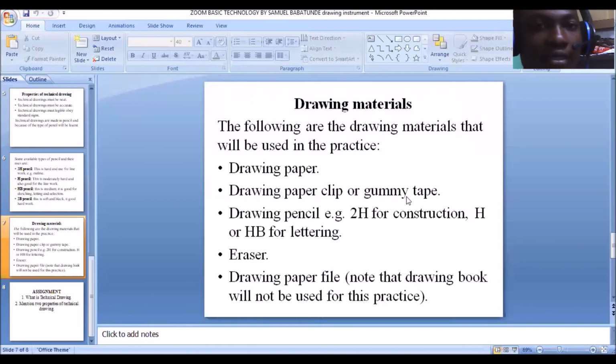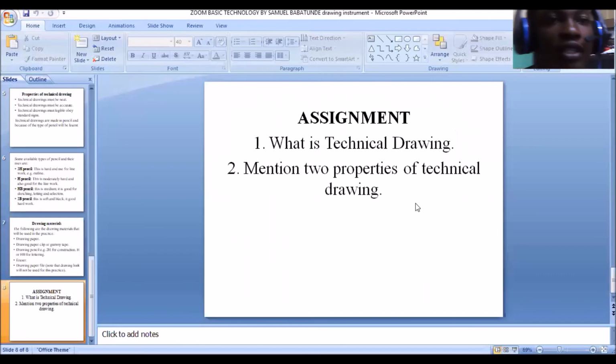Then I gave you an assignment. I said you should tell me what technical drawing is, and I should mention two properties of a technical drawing. So with this, we've come to the end of today's class on basic technology. And don't forget, we discussed the drawing instruments and drawing materials, and looked in detail at the drawing materials and what technical drawing is all about. Remember, this is the first part of the lesson on drawing instruments and materials.